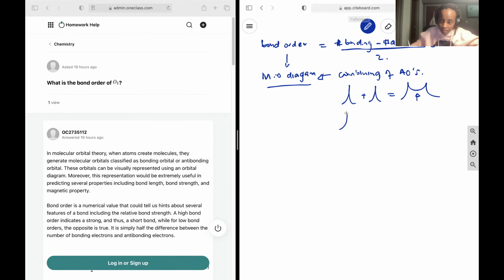Or we could have destructive addition, which is when you add them when they're out of phase. And what this does is it reduces the probability density between the 2 of them. And this is what gives us bonding, and this one is anti-bonding.